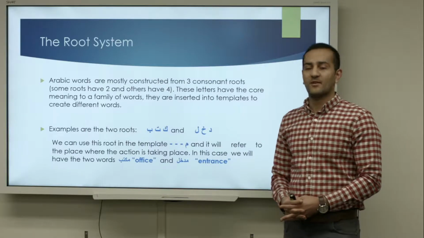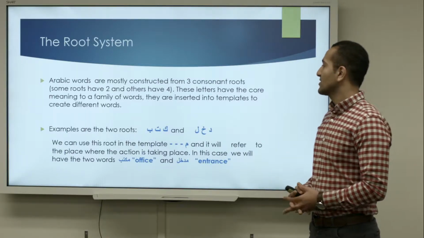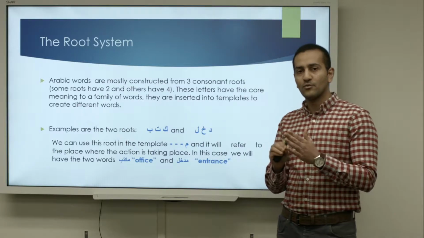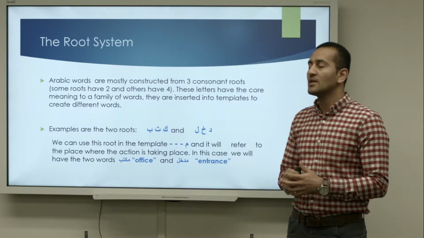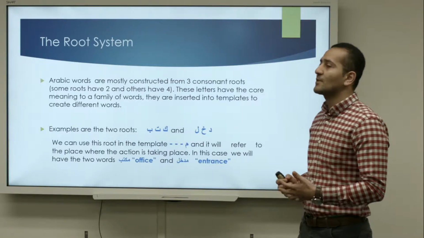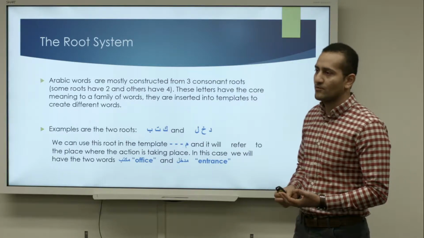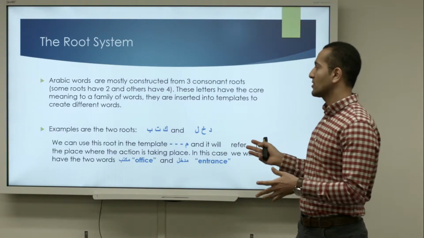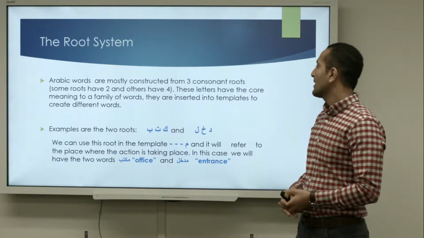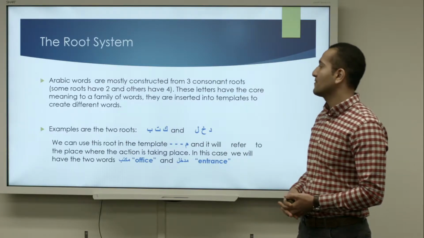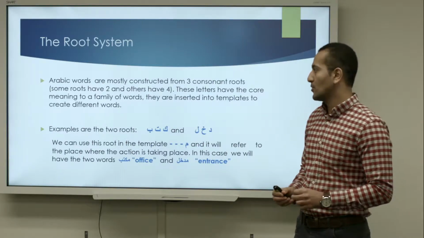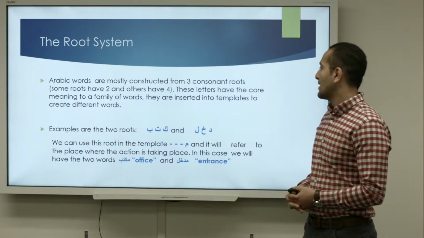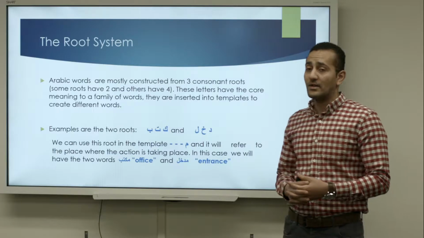So the root system in Arabic. Arabic words are mostly constructed from 3 consonant roots. Some roots have 2 letters or 4 letters, but they seldom happen, and the most common are 3 letters. These letters carry the core meaning of the verb, or not just a verb, it's a family of words, and they are inserted into templates to create different words.